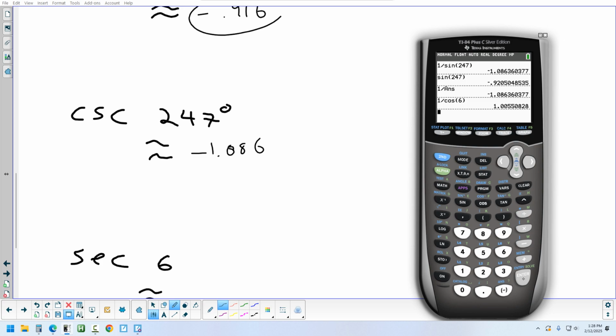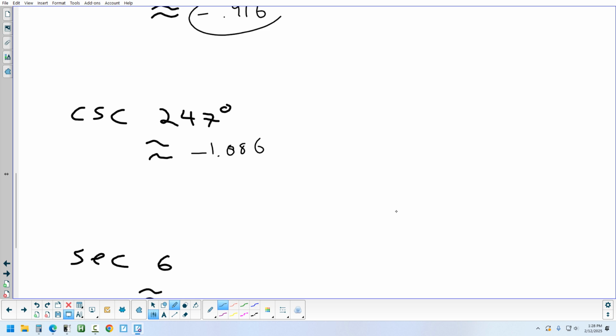Well, that means to flip it. So if you have the number 3, right? And then you do 1 divided by, that's that number flipped. So 1 divided by just means to flip it.